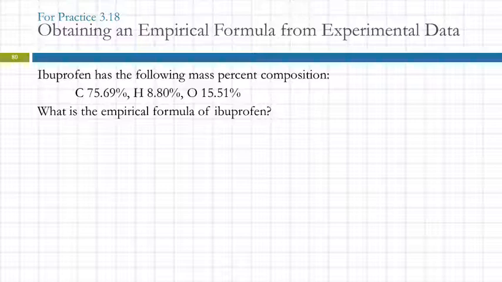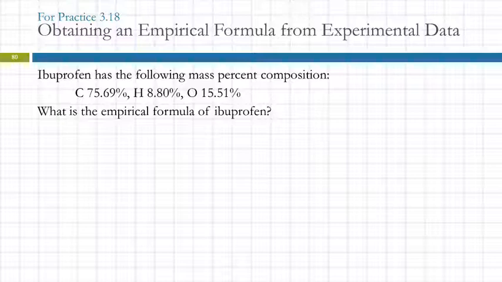Ibuprofen. As a mom, this is my go-to medicine. You've got a sore throat, take some ibuprofen. You sprained your ankle, take some ibuprofen. You've got a headache, take some ibuprofen. I don't even know why my children come and ask me anymore, because it's always the same. Take some ibuprofen. Works for all kinds of things.